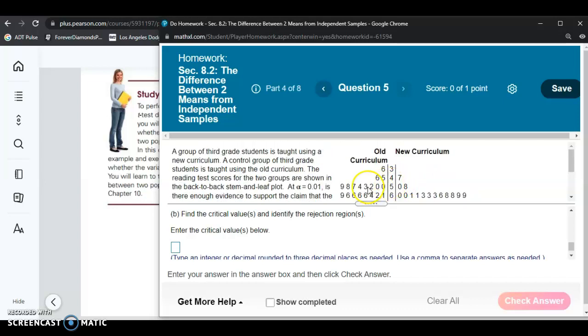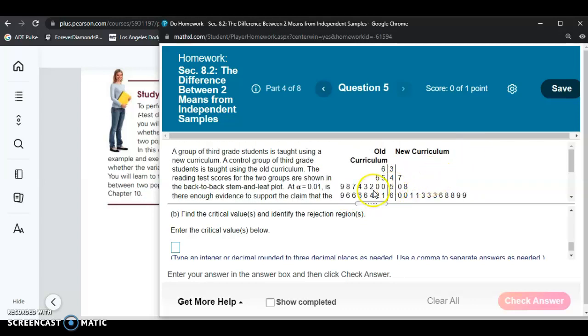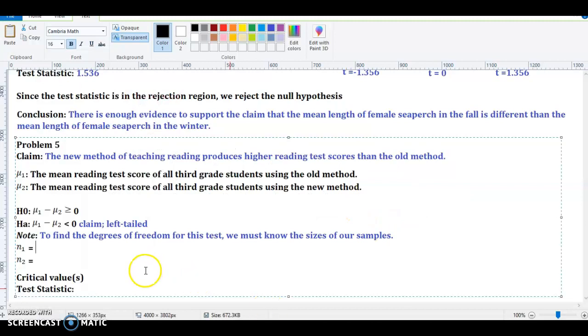I did this off camera, so I counted the number of leaves on the left and the number of leaves on the right. I found that 19 randomly selected third graders were exposed to the old curriculum, so n1 is equal to 19. And likewise, the other group of students who were exposed to the new curriculum were 25 students. So n2 is equal to 25.